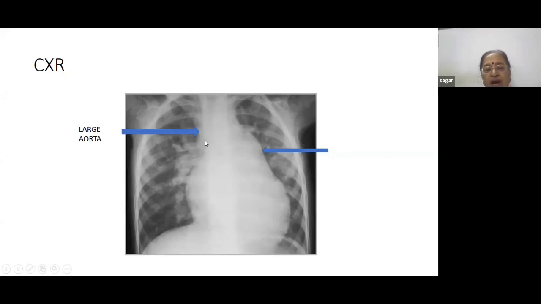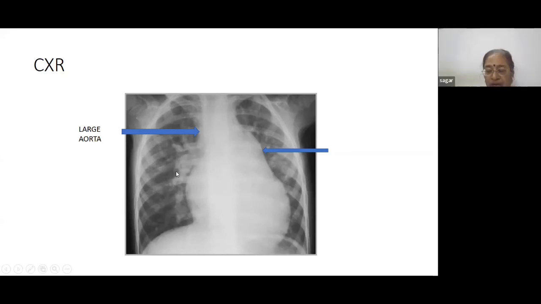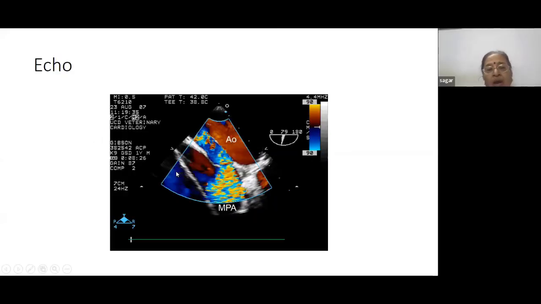So this is showing a large aorta, and it is showing a pulmonary artery which is prominent, and then there is a cardiomegaly. There is also a pulmonary plethora which is seen here, which is suggestive of a left to right shunt. Of course, echocardiogram is the main thing, which shows the shunt between the aorta and the pulmonary artery. You can do a Doppler and you can see.